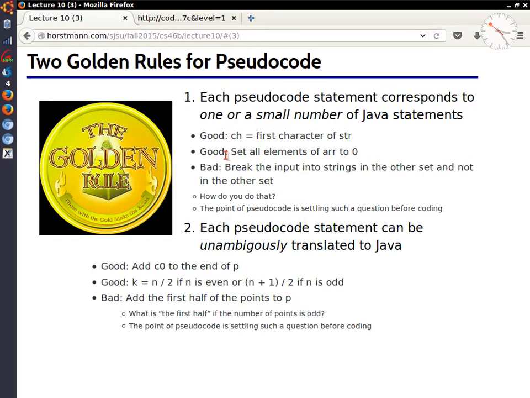So if it says "break the input into strings in one set and not in the other set", that's not what I meant to say. In one set and not in the other set. So here the pseudocode is not really helpful because it doesn't say how to do that. It doesn't say what Java statements would be necessary to do this. It's not at all clear what the strategy is to carry this thing out.